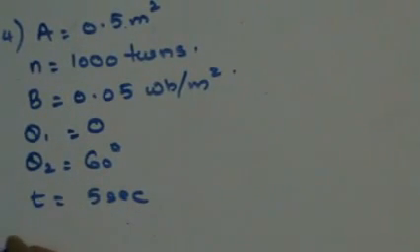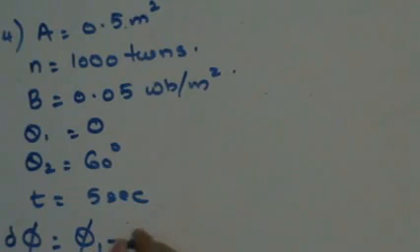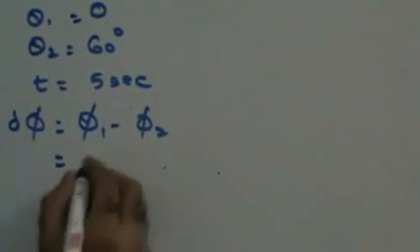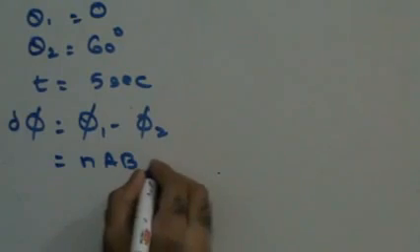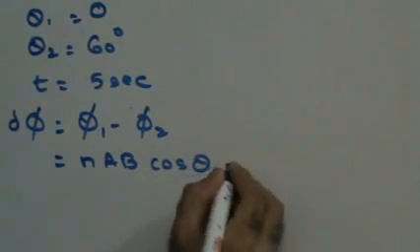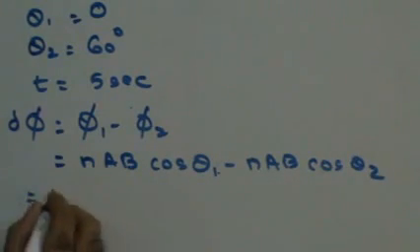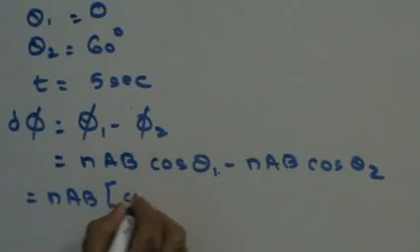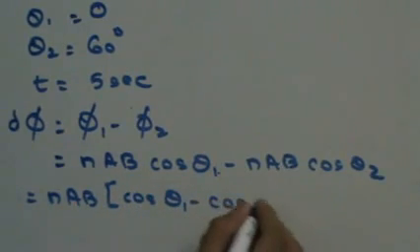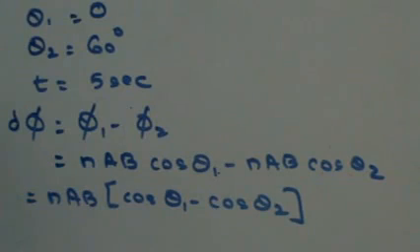Now, first let's find out the change in flux, d phi. Change in flux is nothing but phi 1 minus phi 2, it should be minus of phi 2 minus phi 1. I'm not writing the negative sign, so I'm writing that as phi 1 minus phi 2, which can be written as NAB cos theta 1 minus NAB cos theta 2. So this is going to be nothing but NAB times cos theta 1 minus cos theta 2, right? Once you have this, you will know the change in flux.